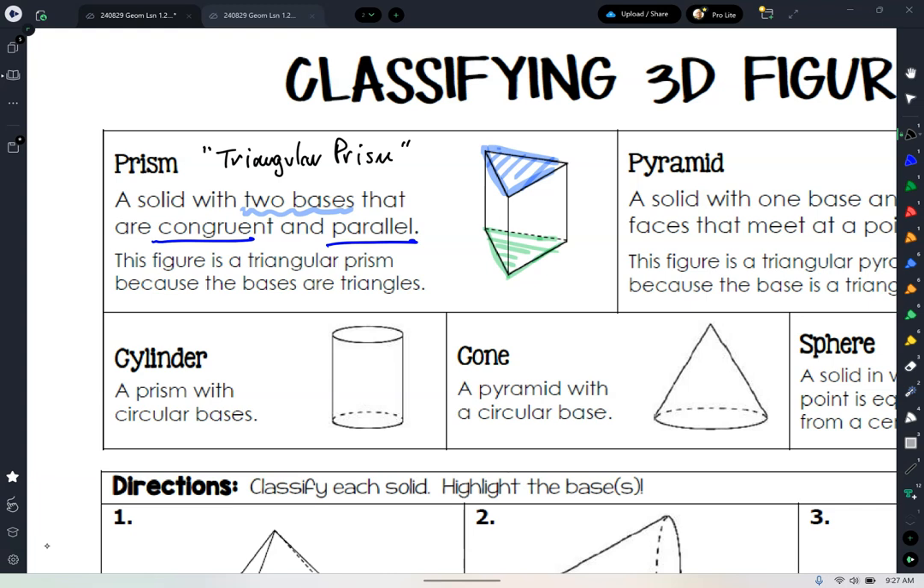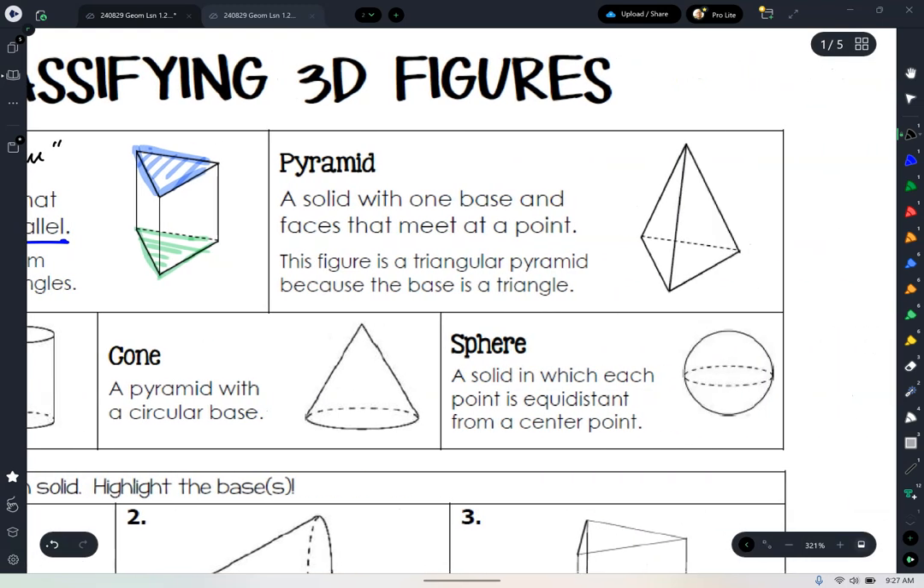Okay, let's talk about a pyramid. Notice the difference of a pyramid. A pyramid only has one base. Prisms have two bases. Pyramids have one base. Okay? Now, pyramids also have faces, and those faces meet at a point.